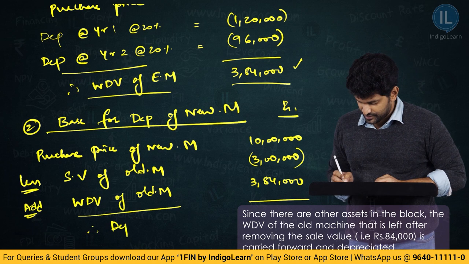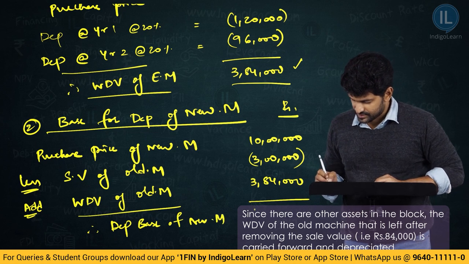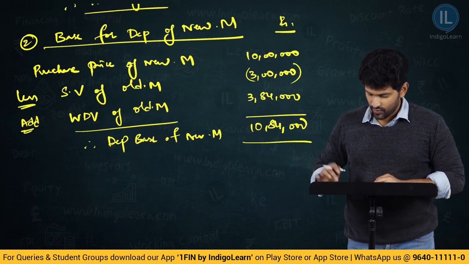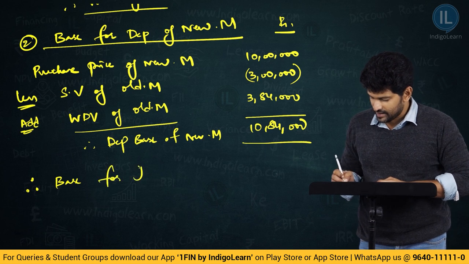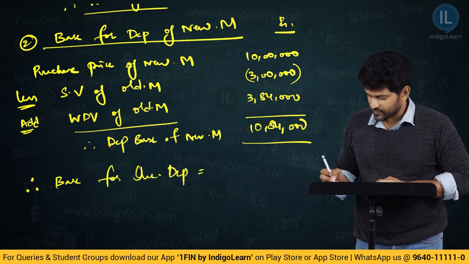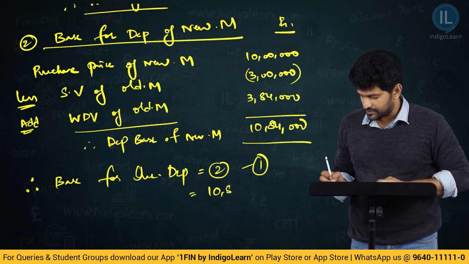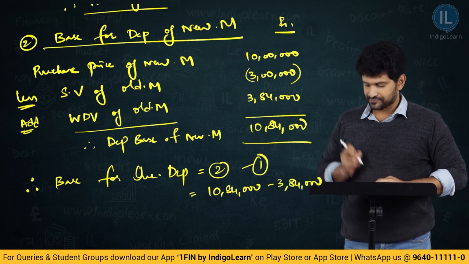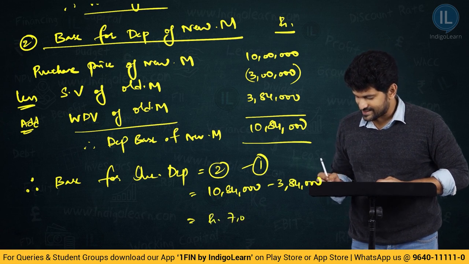Therefore, depreciation base of new machine, that is 10,84,000. Absolutely. Now, therefore, base for incremental depreciation is how much? This 10,84,000 minus 3,84,000. We have that figure here. So 84 is gone, 10 minus 3 is rupees 7 lakhs.